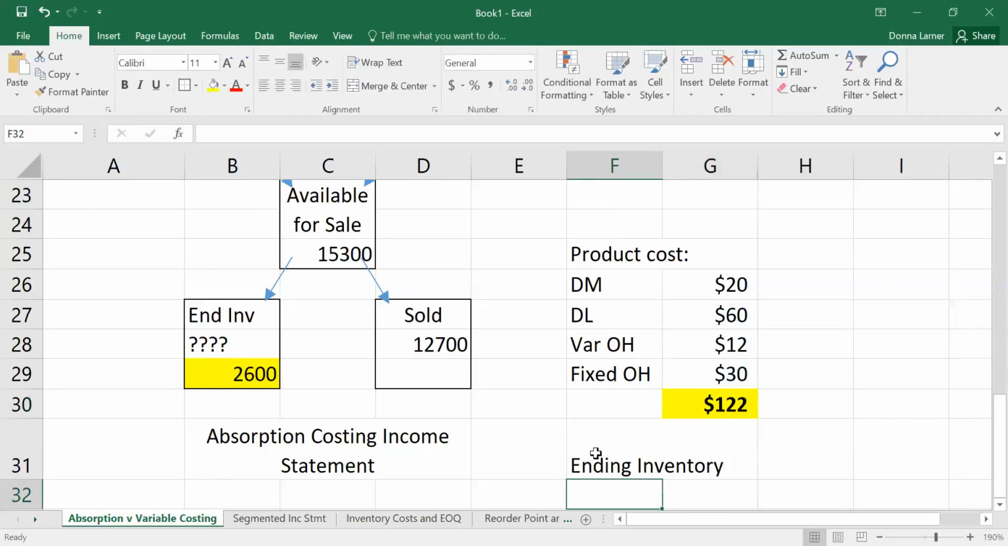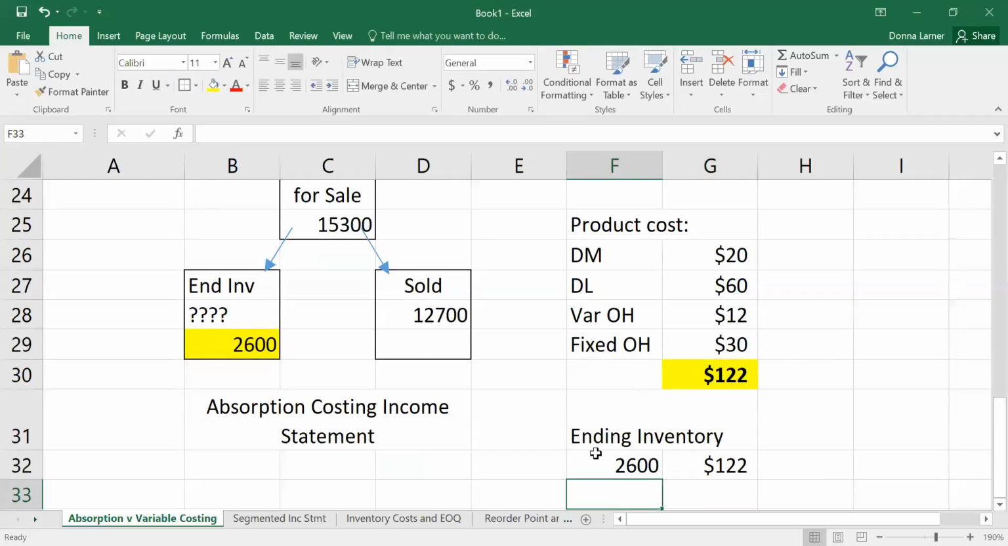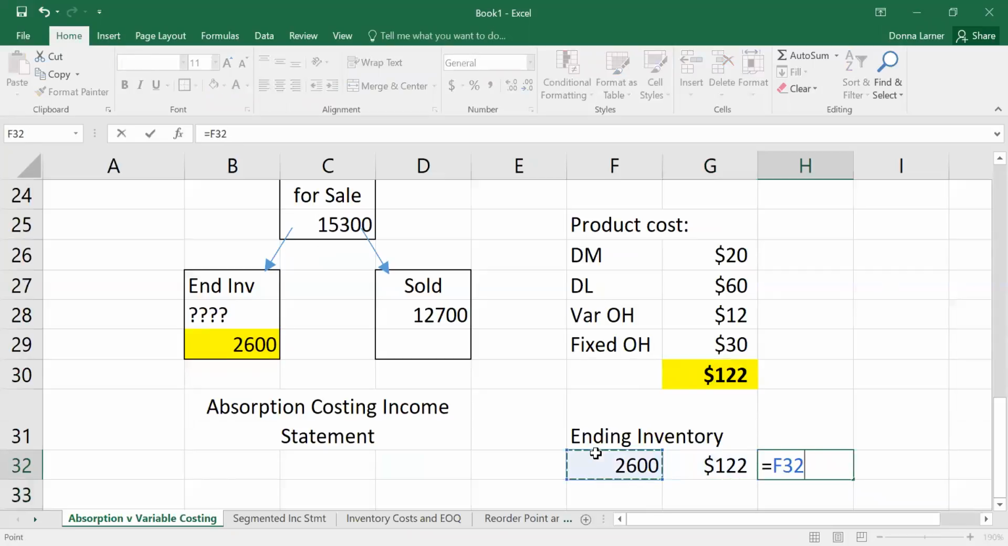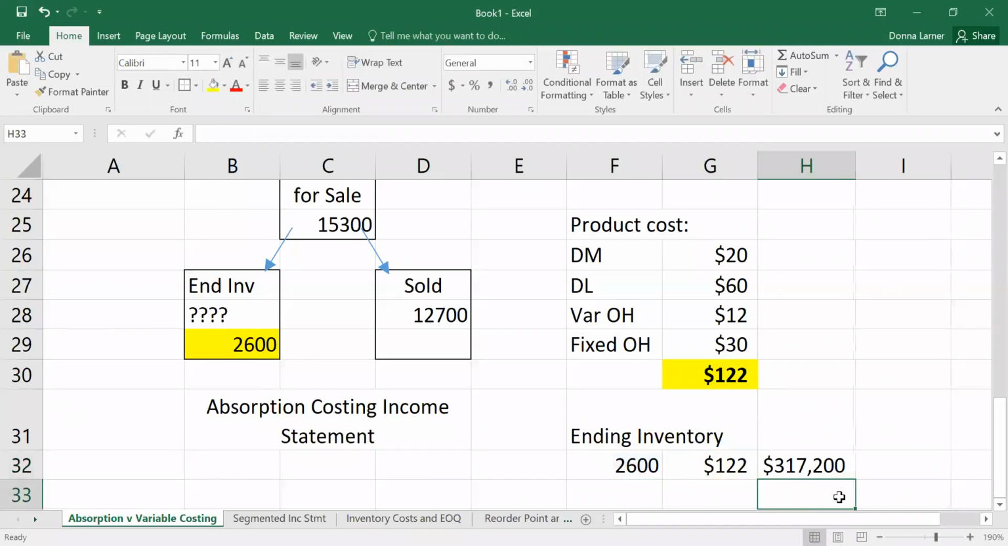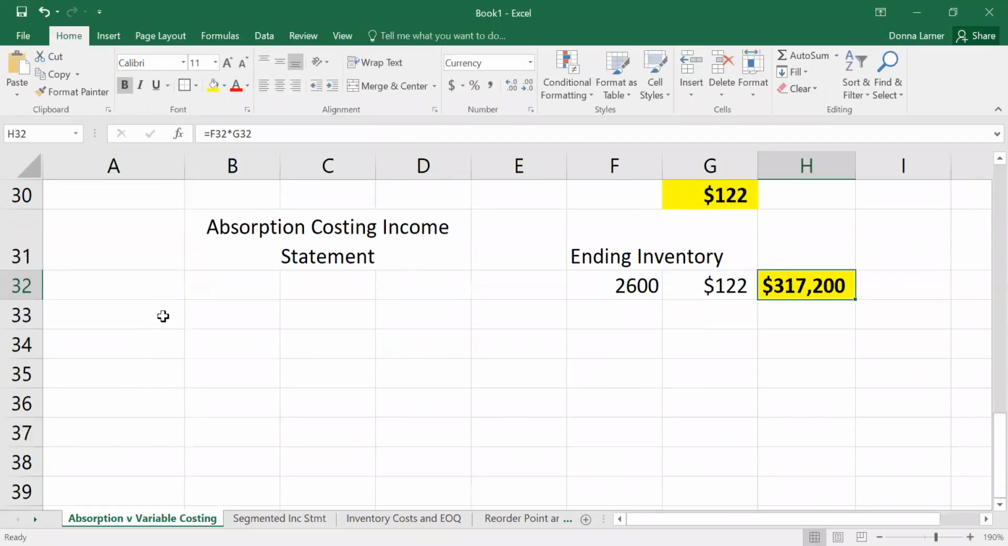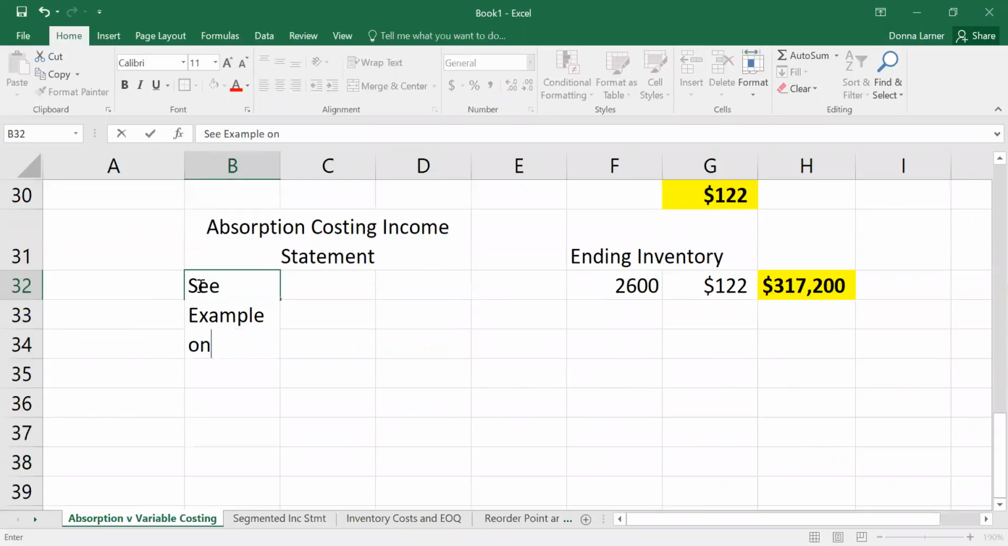Ending inventory is 2,600 units at $122 a piece. $317,200 is the value of the ending inventory. And just to remind you of what a variable costing income statement looks like, I'm going to get you a page number. You'll probably end up having to make this income statement at times in your homework problems. So see example on page 347.